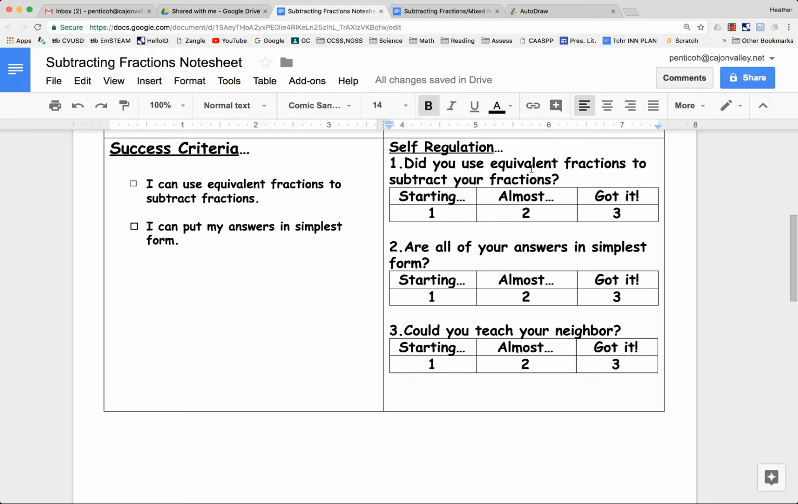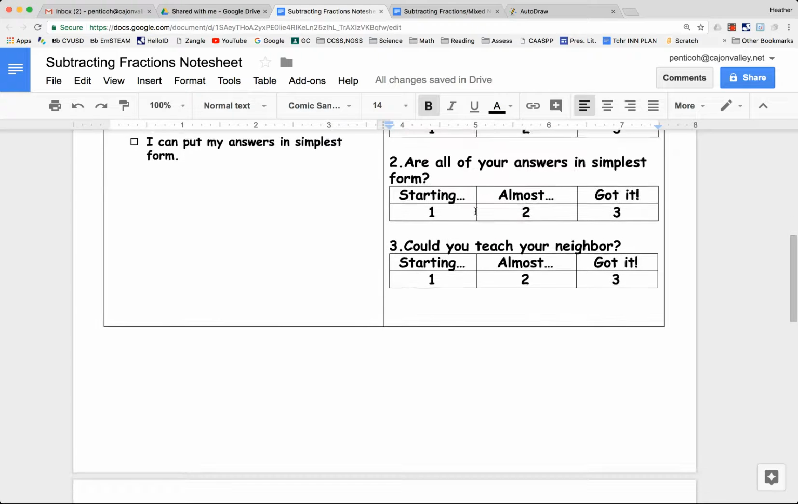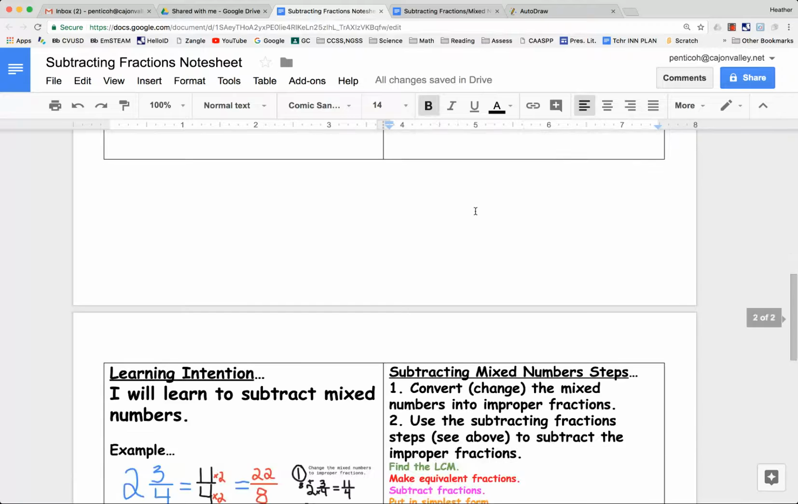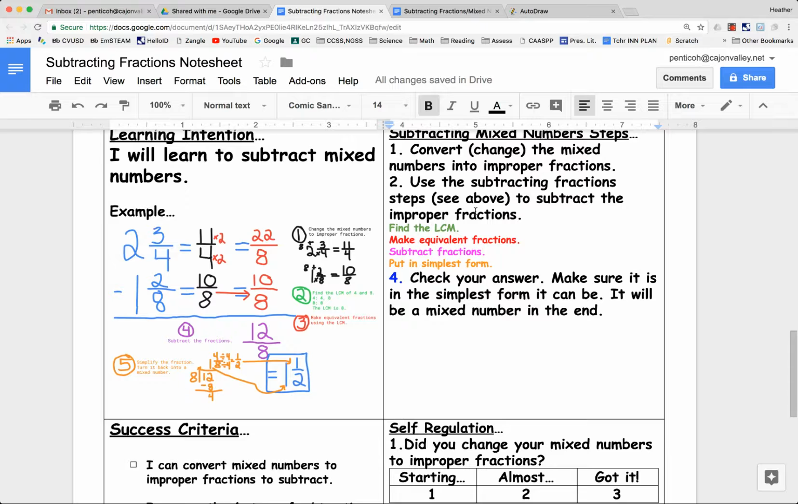And here's some other questions that you might answer just to see where you're at with your learning, whether you've totally got it, almost got that part of it, or you're just starting to learn that and you need to check out some more videos or practice some more. So this one is for subtracting fractions. And then if you scroll down, you have more with subtracting mixed numbers.